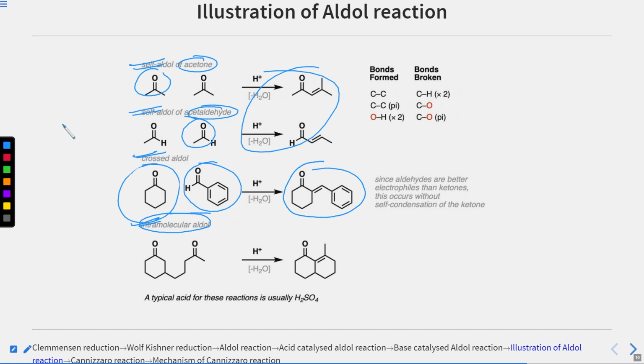Self-aldol is this one. In this case, we have a single molecule that has both the substrates required for your aldol reaction. Now you have to decide which one will be deprotonated and which one will attack. It is very clear here that if this one were deprotonated, then there would be large steric hindrance for the attack on this carbonyl center. Therefore, this one is deprotonated.